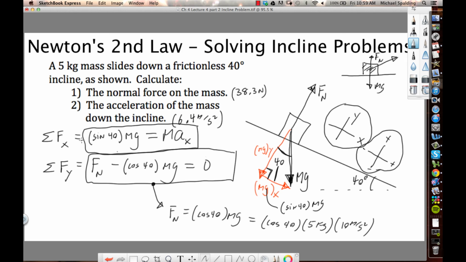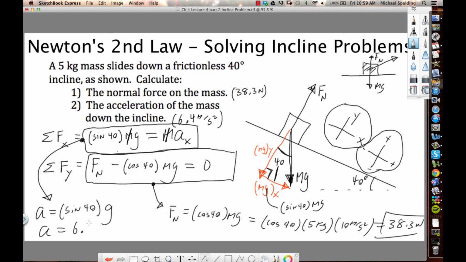Okay, how do we get the acceleration? So this came out here to be 38.3 newtons. So how do we get acceleration? From the x equation. Now look, what happens to the masses in this x equation? The m's cancel, so we get a equals sine 40 times g. So if we're using g as 10, this comes out as 6.4 meters per second squared. That's the acceleration down the hill. All right, any questions? Very nice.